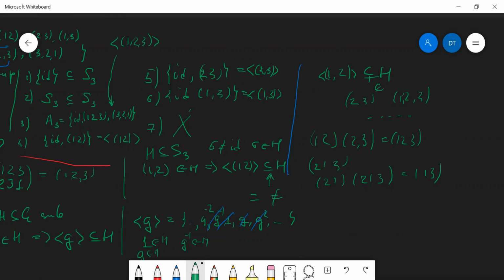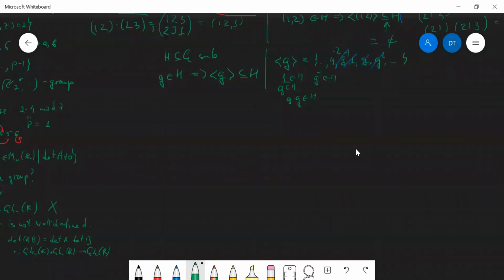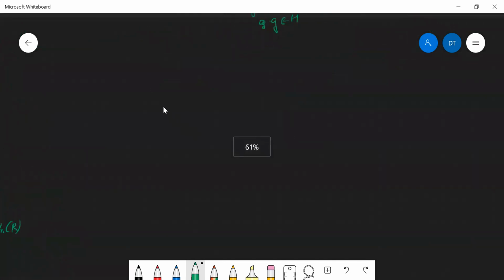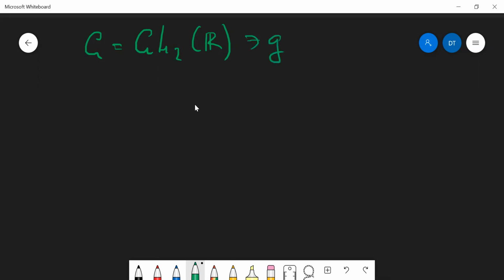Let me see. I think I have one good problem for you. So let's consider a very specific group. The question must be simple, right? For a simple question, we need a simple group. So let G be GL2 of R, just 2 by 2 non-degenerate matrices over real numbers. Could you give me an example of an element g here such that its order is 13?